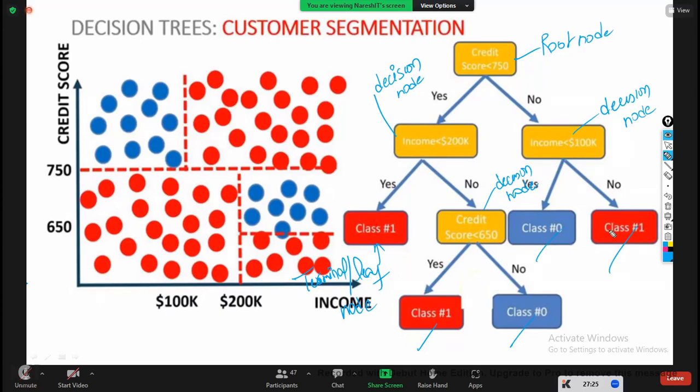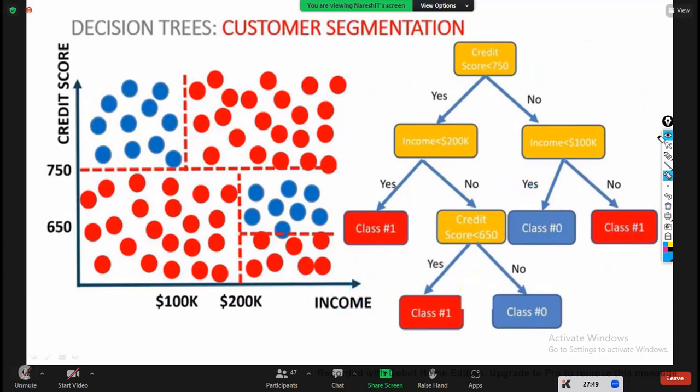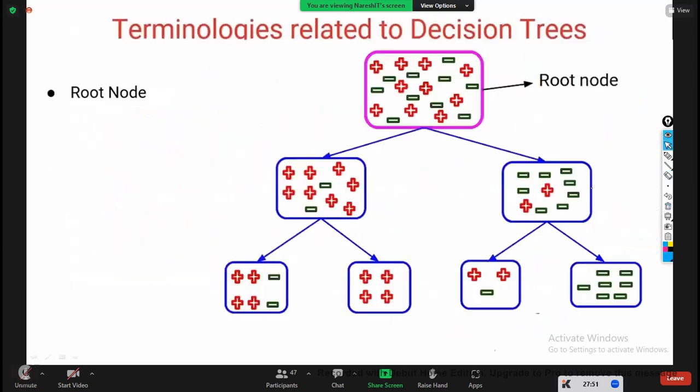These are all of them, because they are not further split. But these ones are further split, by writing the condition. Without writing the condition, you can't split. 100% you have to write the condition. And if you write the condition and based on that you are splitting, then it is called a decision node. Is that clear, guys? Now, the terminologies are clear.